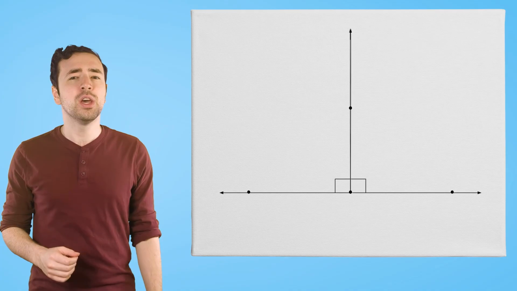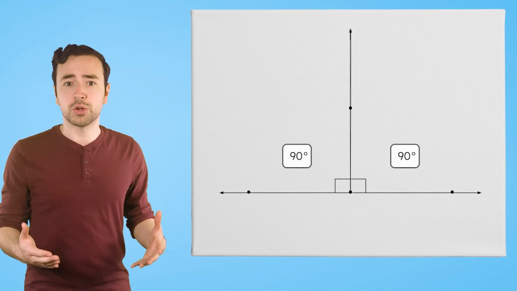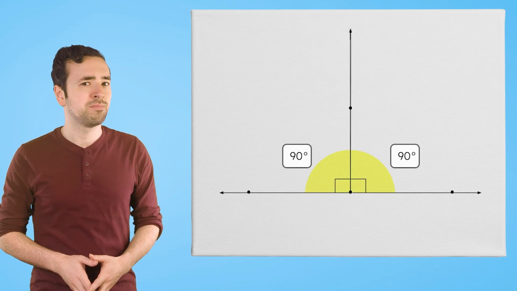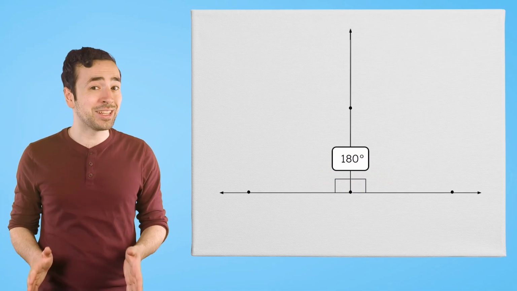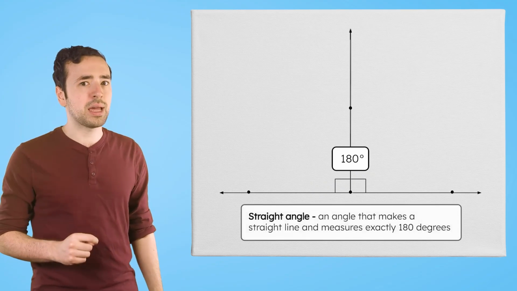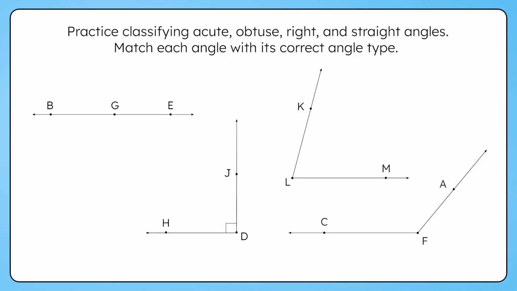Check out what happens when you put 2 right angles together. They each measure 90 degrees, so what do you think the measurement of the total angle is? 180 degrees. We could call this a straight angle because it makes a straight line. Now it's your turn to practice classifying acute, obtuse, right, and straight angles. Pause the video here to match each angle with its correct angle type.